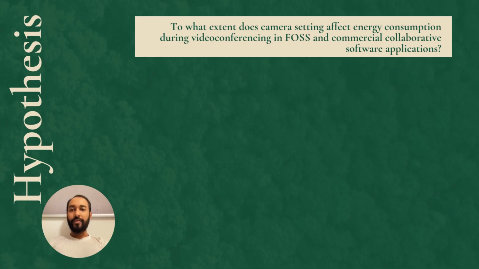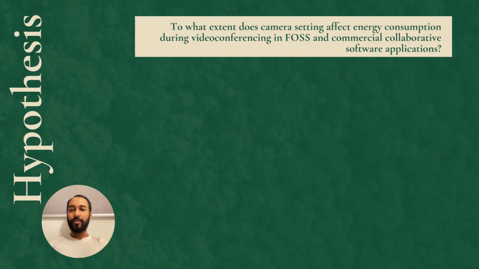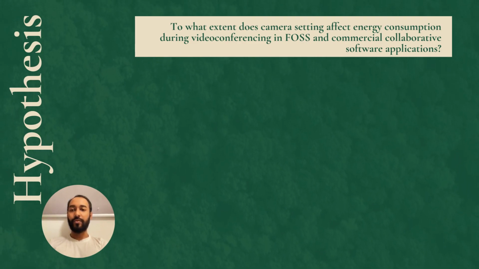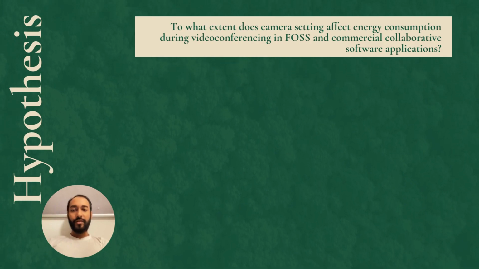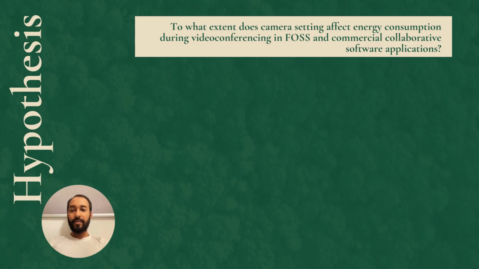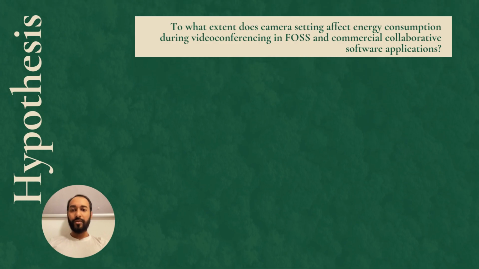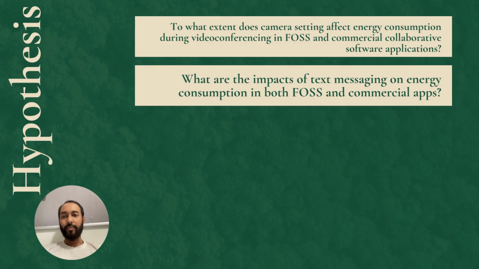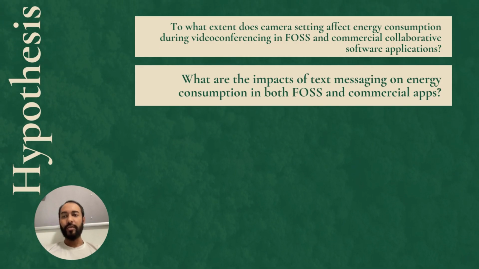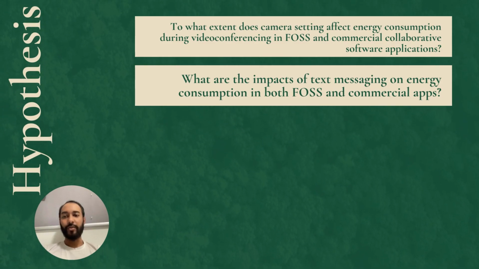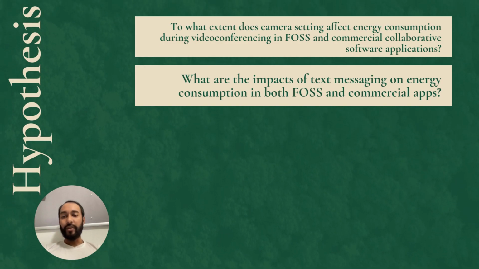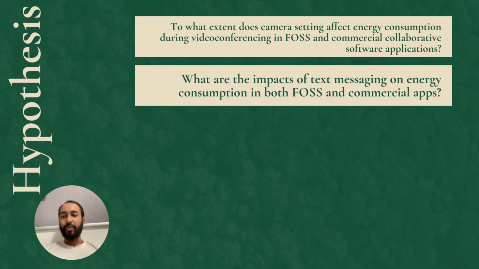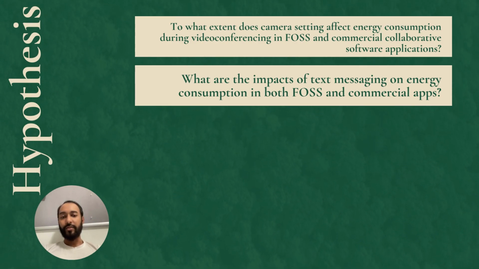Our first hypothesis involves investigating how enabling and disabling the camera during video conference can affect the energy consumption of collaborative software. We aim to understand how the use of the camera impacts the energy use of both FOSS and commercial applications. For the second hypothesis, our goal is to explore the difference in average energy consumption during text messaging between FOSS and commercial applications. We investigate the energy impact of sending text messages using both FOSS and commercial collaborative applications.